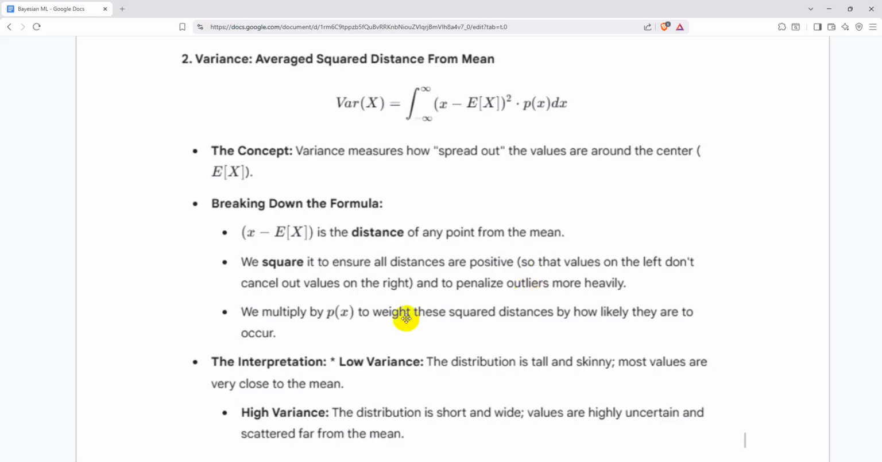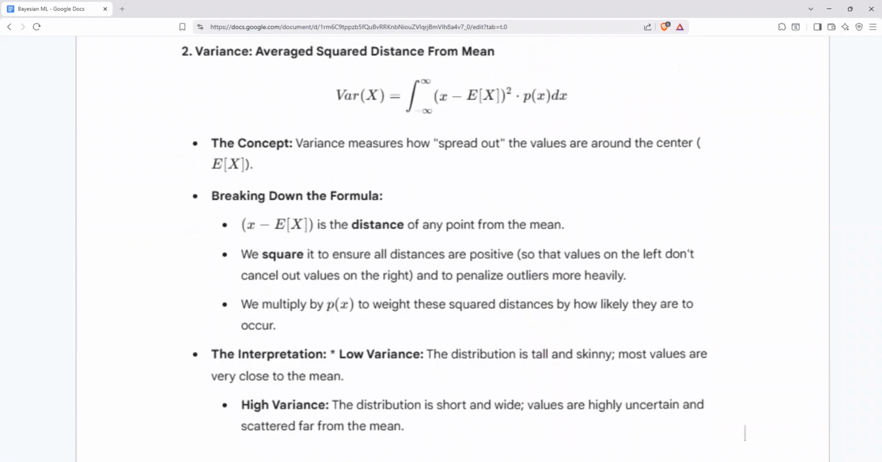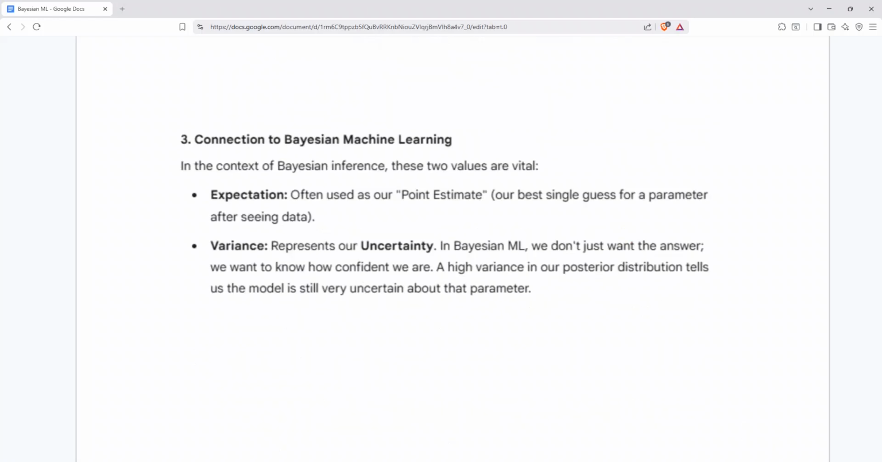Let's take a simple example. Imagine two classes. In one class, most students score around 70, and in another class, students score anywhere between 30 and 100. Both classes might have the same average, but the second class has much higher variance because the values are more spread out.